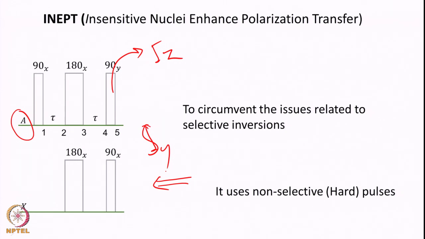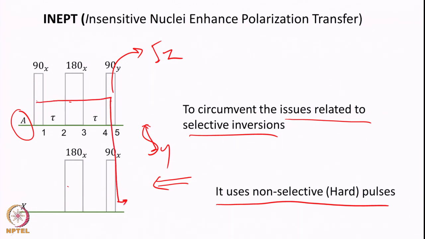So now to circumvent the issue related to selective inversion, this INEPT can work, and if you look at all of it, here we are using hard pulses. So we are now not using a transition selective pulse, and we achieve essentially transferring the polarization from the high gamma nucleus, which is proton, to the low gamma nucleus, which is carbon. So now magnetization starting from here comes here, and we can detect it on the S nucleus or X nucleus, which is 13C, and it works in a similar manner. We selectively transfer the polarization from proton to carbon. So we get an enhancement of factor 4 that we were saying.